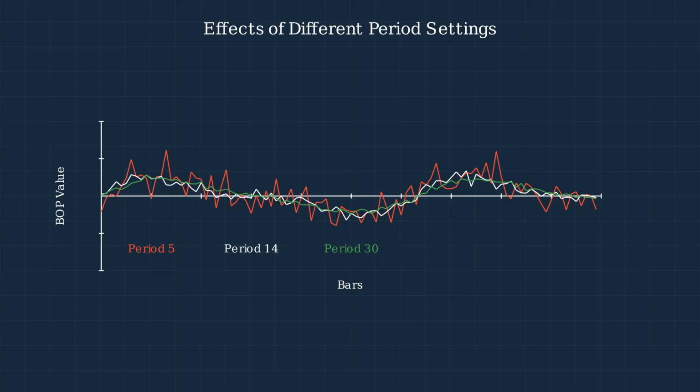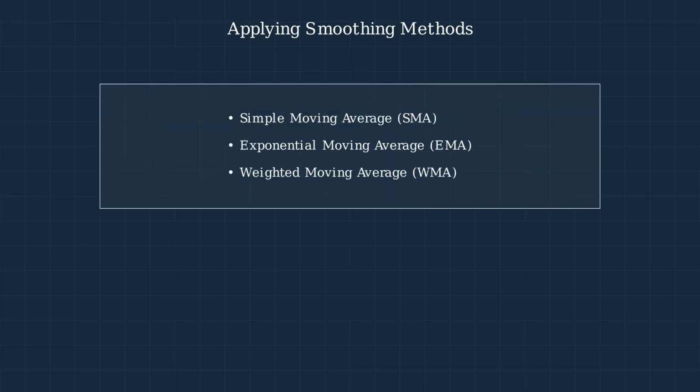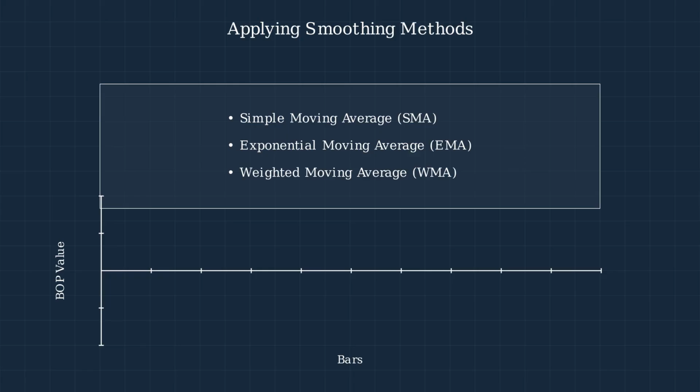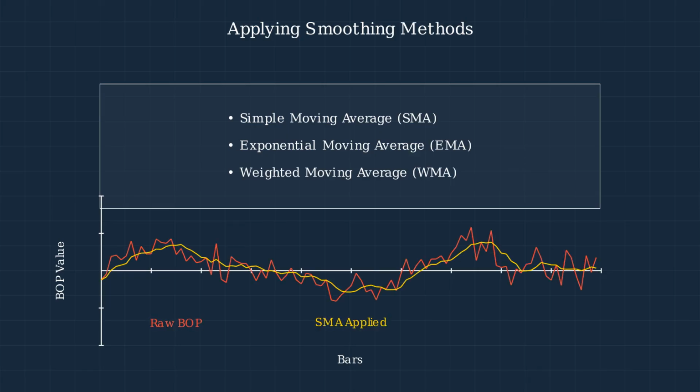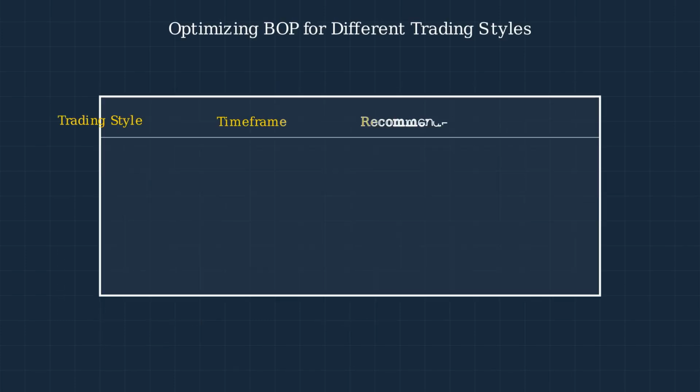to new price developments. To reduce noise and make the BOP indicator easier to interpret, traders often apply various smoothing methods. Here we can see a comparison between a raw BOP indicator and one with a simple moving average applied. Different trading styles require different BOP settings for optimal performance.